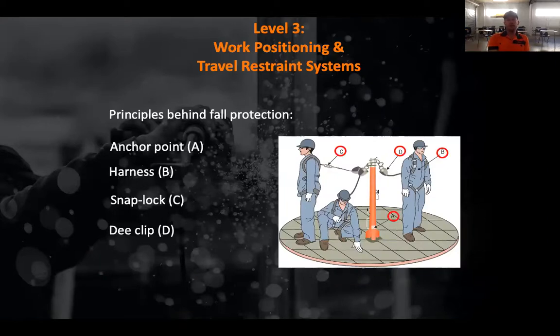The 4 main components of your fall arrest system, your fall prevention system, are your anchor point, which is number A in this picture, the harness, which is what you're wearing, a snap lock that connects you to the harness, and your D-clip, which is on the back of your harness.